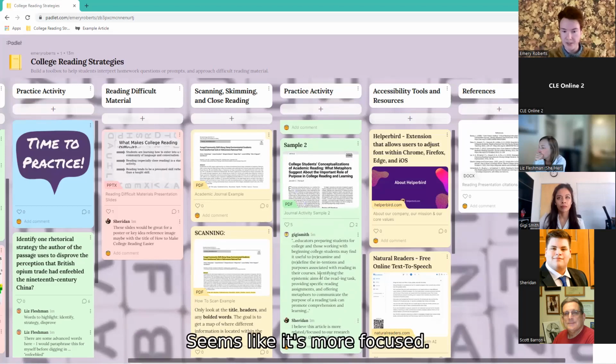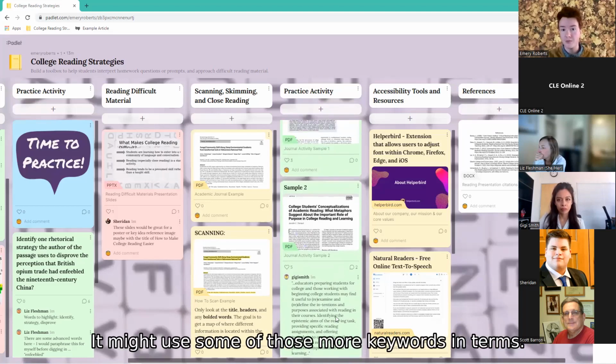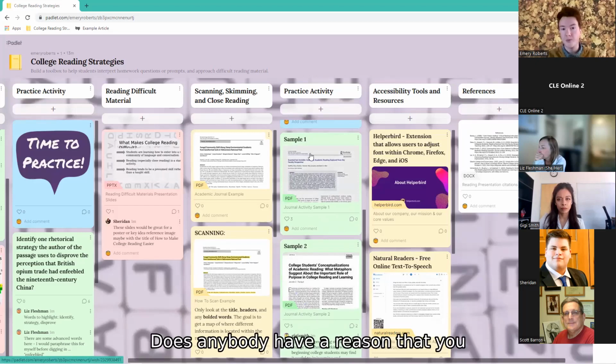Seems like it's more focused. It might use some of those more keywords and terms. Or does anybody have a reason that you decided against this first sample?